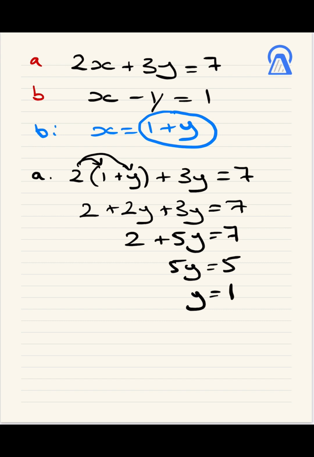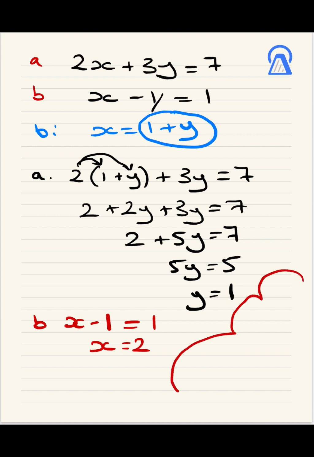Okay, again, we've got one of our variables now. We know what one of them is. So let's substitute that into one of the original equations. So I'm going to go back to b. I'm just going to pop that in red. And I'm going to put in x is equal to y plus 1. Now we know y is 1, so I'm going to swap out the y for 1. So now I can solve for x. If I add 1 to both sides, I can see that x must be equal to 2.